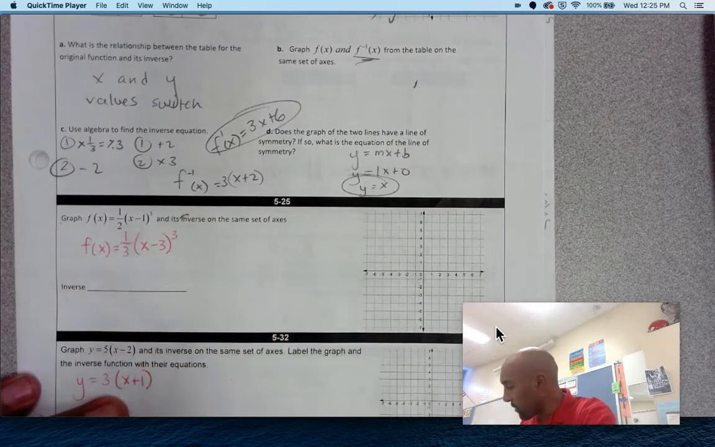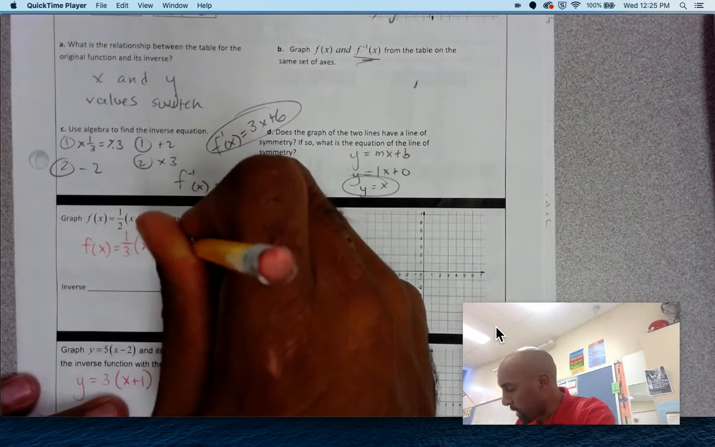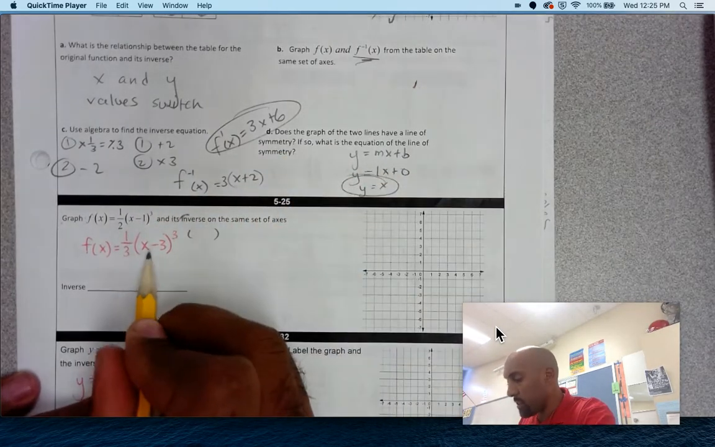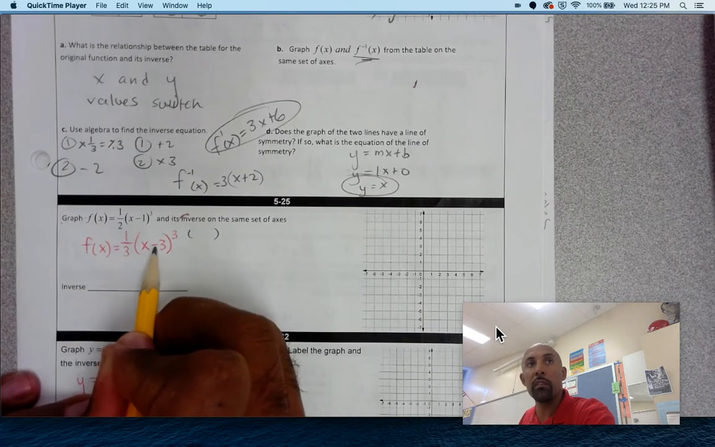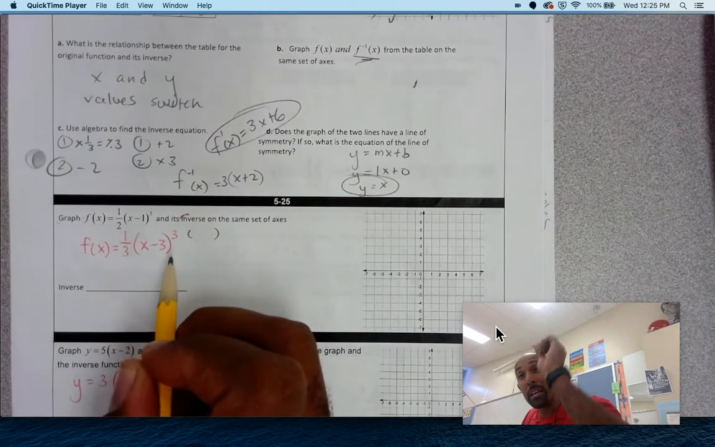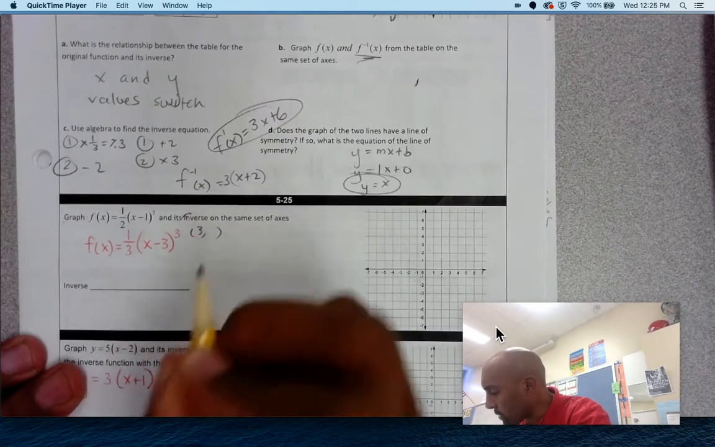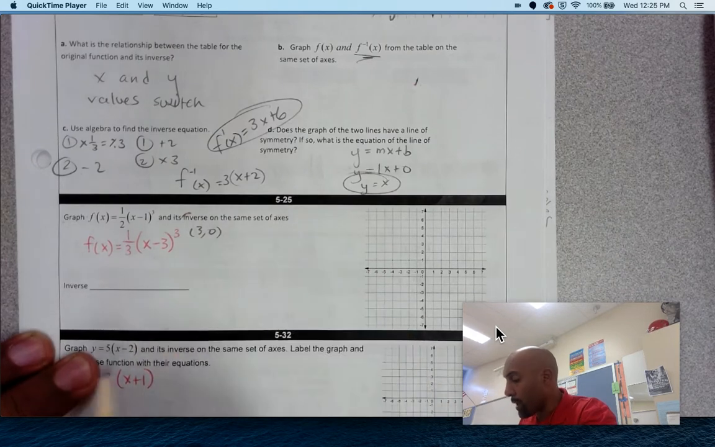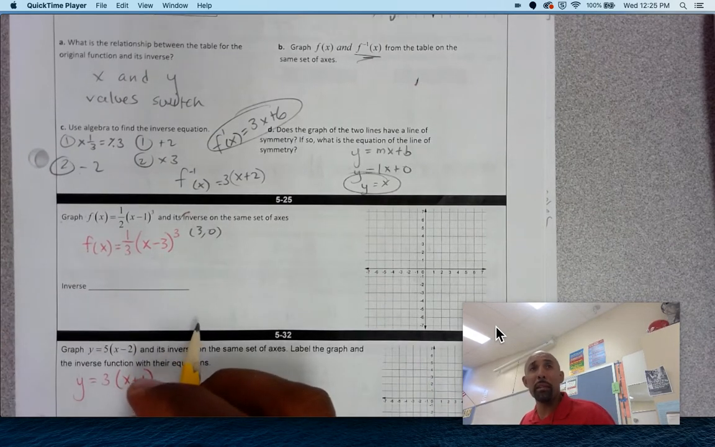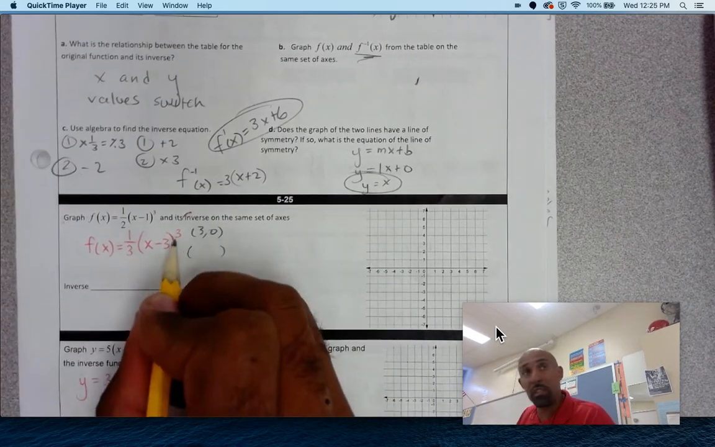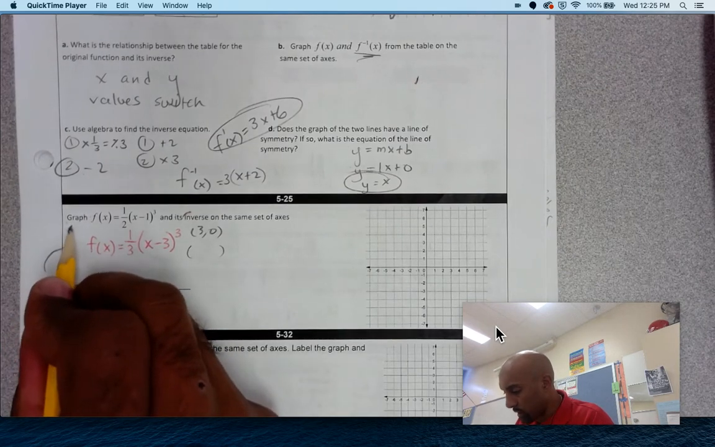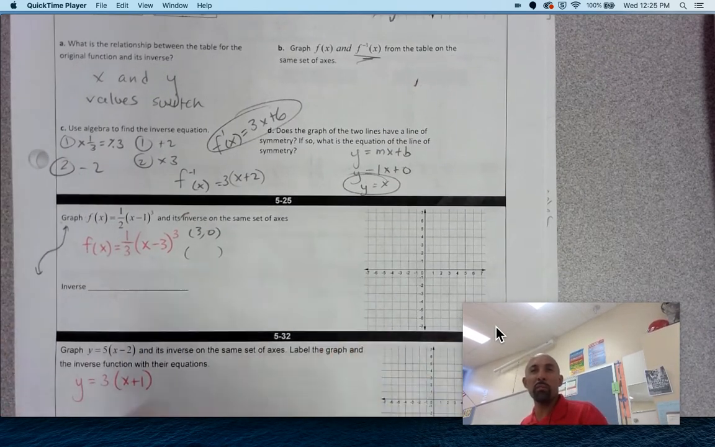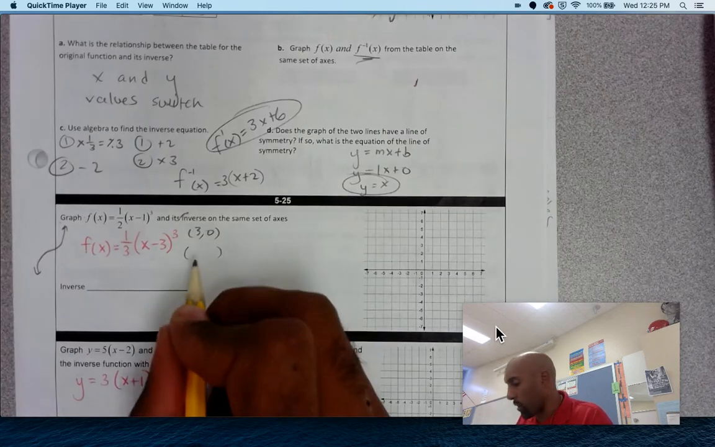Now the first point that I know for sure on this function is the locator point. I know that the locator point, that point right in the middle, is going to be at 3. And there's no number outside here to the right, so that means it's 0. But I want a couple more points for this graph. I know that if it's cubed, it's going to look like one of these things. But I just want a couple more points, so I can get an idea what it looks like and where to graph it.